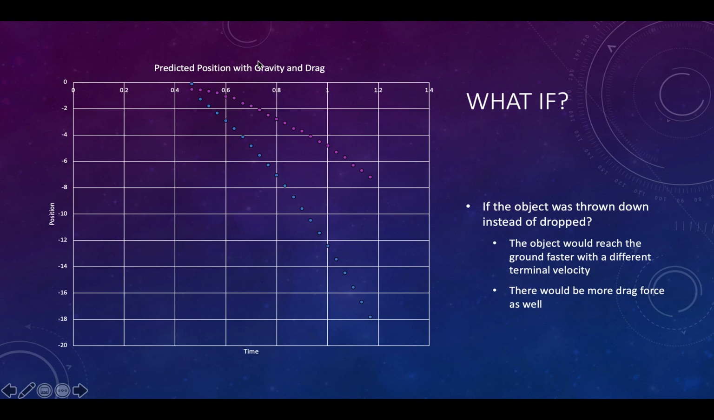The what if question was: if we threw the object downwards instead of dropping it, would the terminal velocity be the same or different? The object would have a greater terminal velocity, meaning it would reach the ground faster. The velocity would be faster, meaning it would have a steeper slope in the velocity versus time graph in comparison to the original one that is shown here.